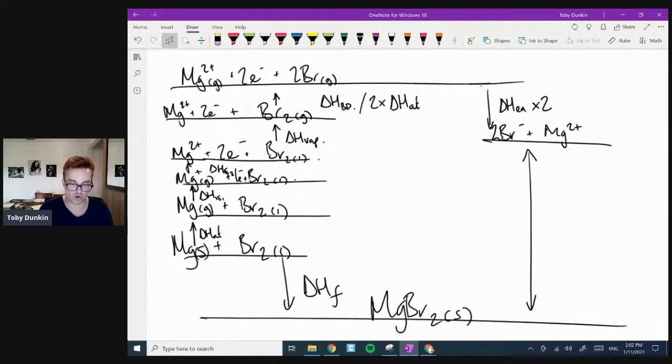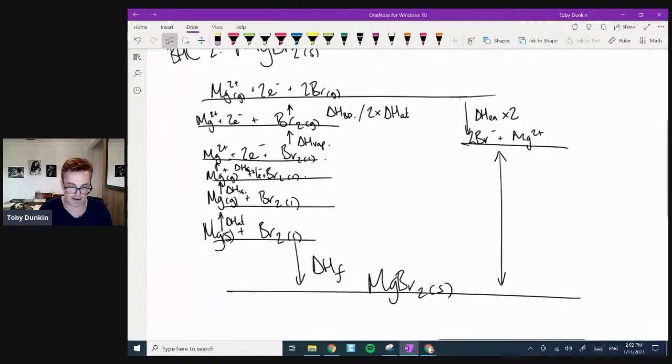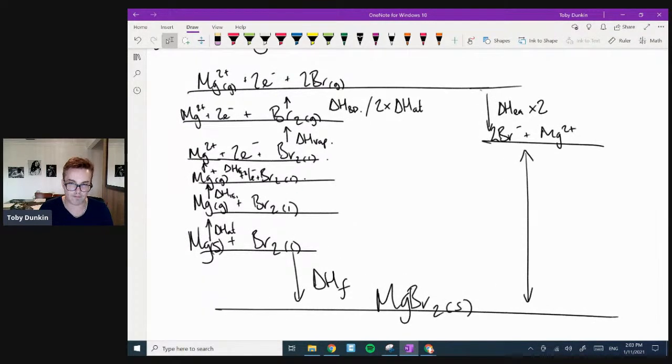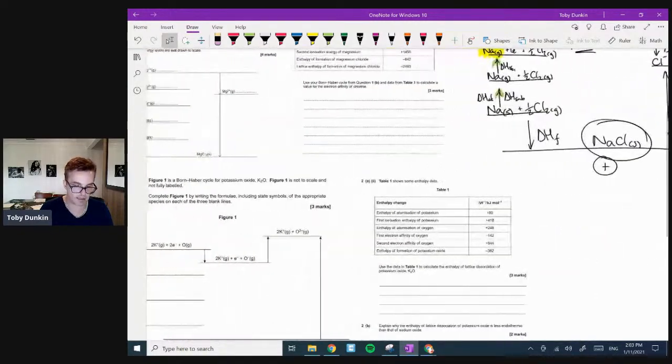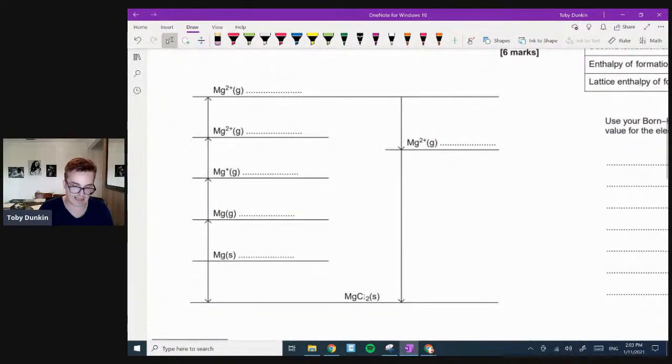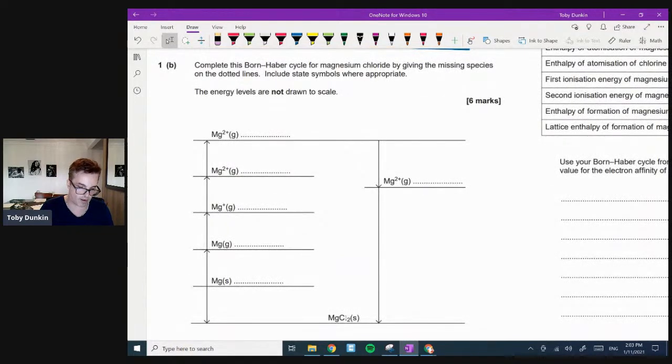Now, drawing a cycle from scratch is actually relatively unusual for Red Excel. They do it about 1 in 5, but most of the time they will give you a cycle that's already been built. And what they're going to do is ask you to complete the labels, which is far, far easier. So in this particular case, complete the Born-Haber cycle for magnesium chloride.